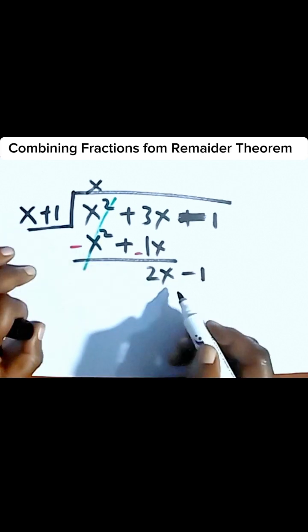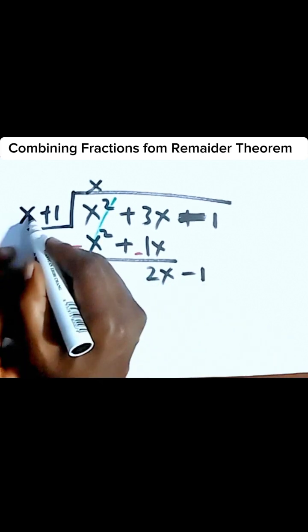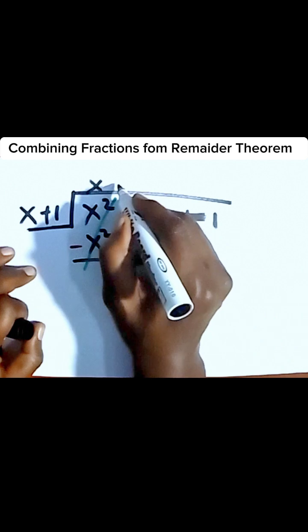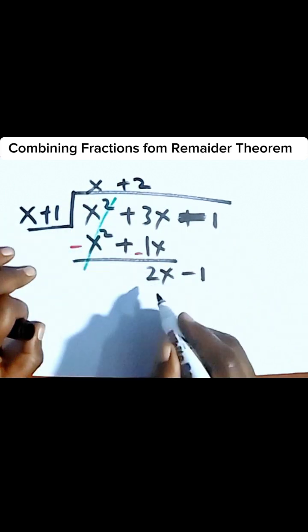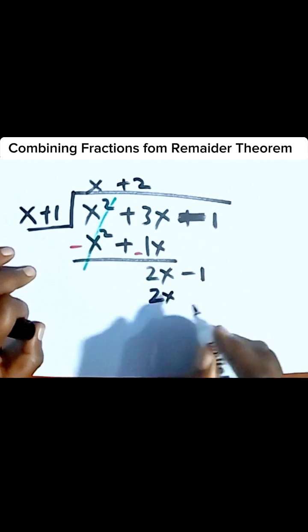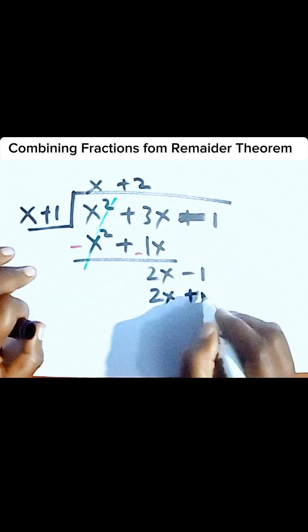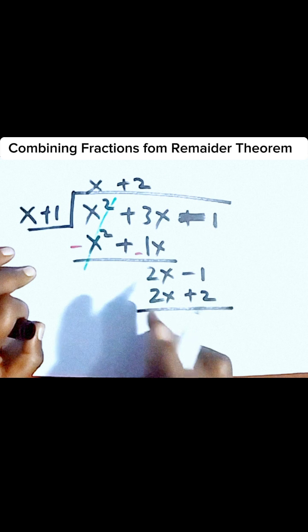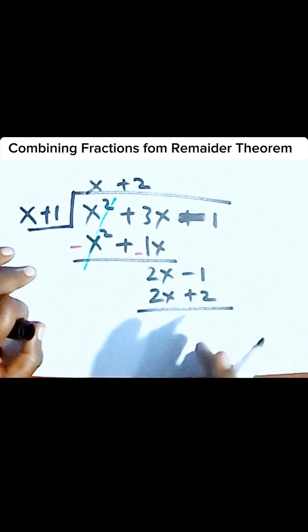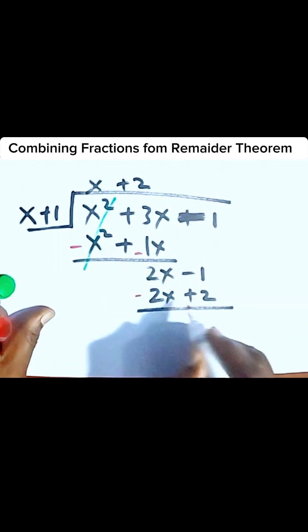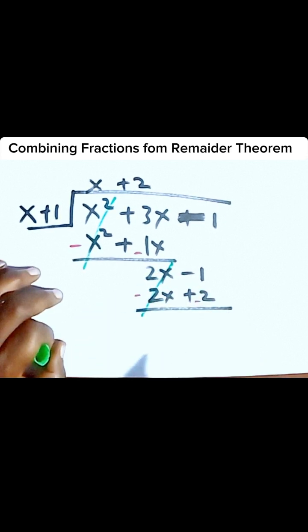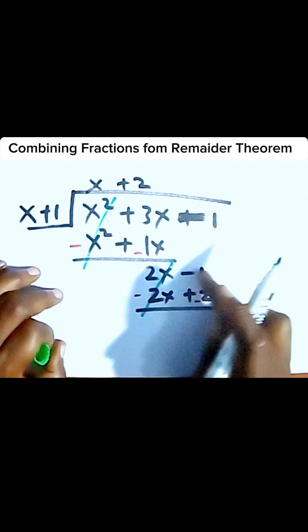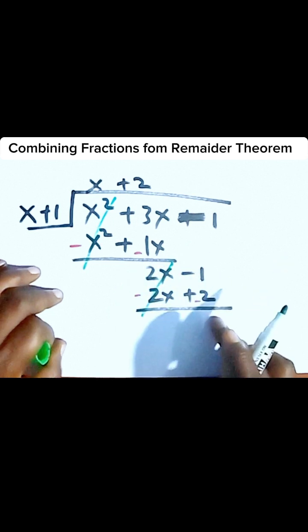Of course, x can still go into this expression. x into 2x, you get plus 2. And then 2 times the whole of this expression, you get 2x plus 2. Again, you subtract this expression from the one on top. So again, 2x minus 2x will go away, leaving us with minus 1 minus 2.